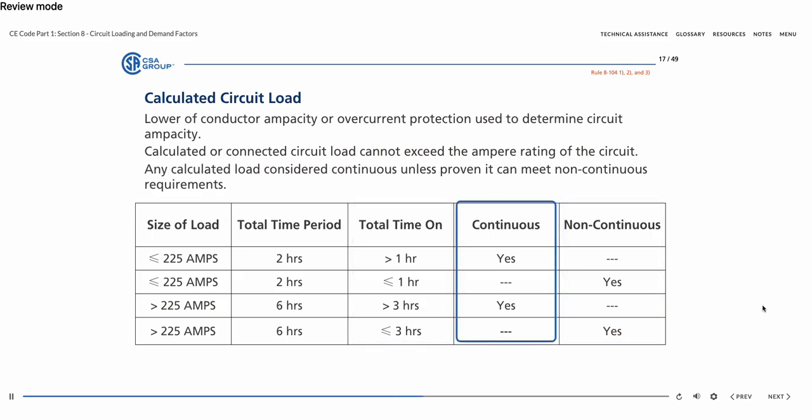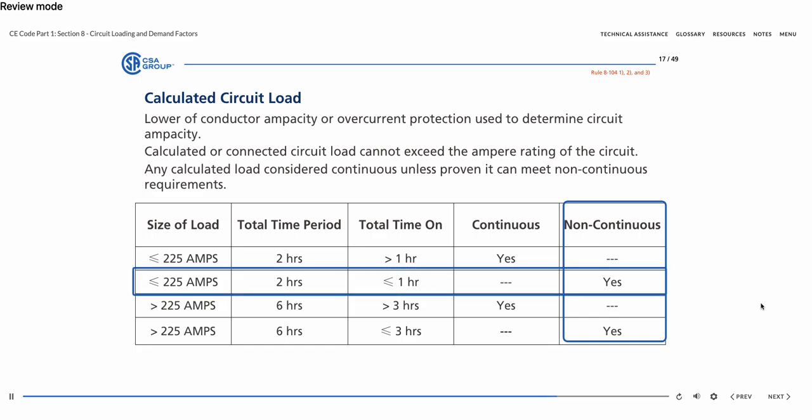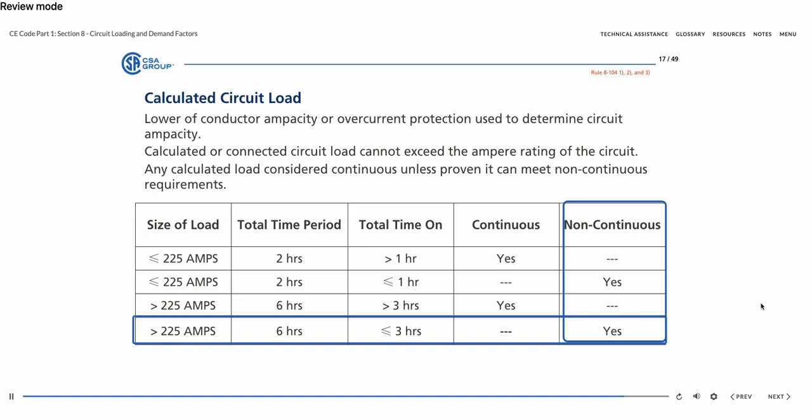In the continuous column, it is denoted that loads have a total on time greater than 1 hour in a total 2-hour period for loads up to 225 amperes, and a total on time greater than 3 hours in a total 6-hour period for loads above 225 amperes are considered continuous. In the non-continuous column, it is denoted that loads have a total on time of 1 hour or less in a total 2-hour period for loads up to 225 amperes, and a total on time of 3 hours or less in a total 6-hour period for loads above 225 amperes are considered non-continuous.